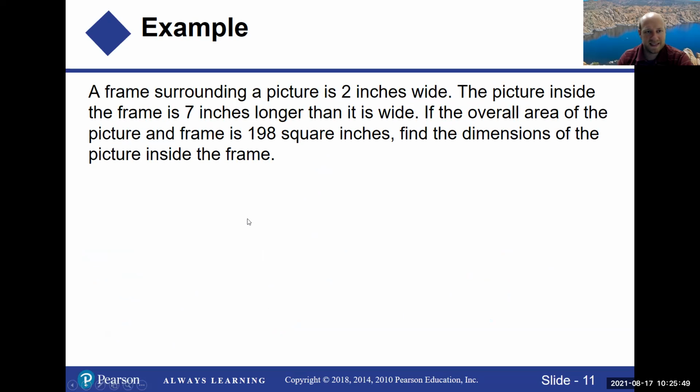All right, last example here. We have a picture frame surrounding a picture that is 2 inches wide. The picture inside the frame is 7 inches longer than it is wide.